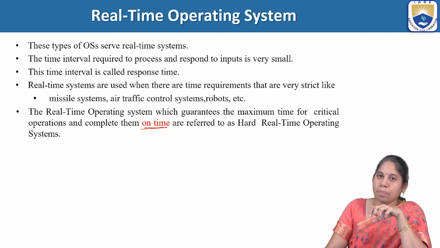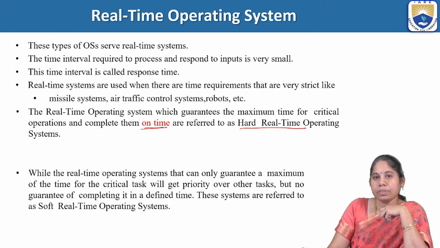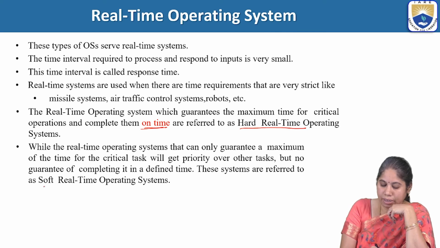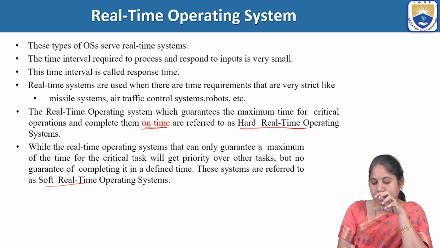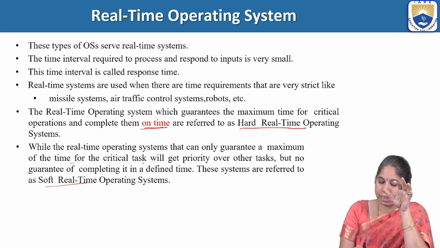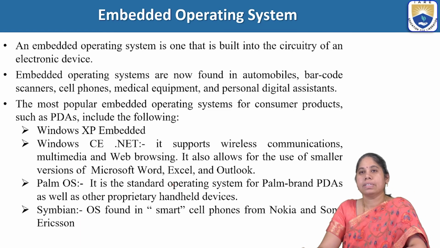If the job is able to finish on time, we call it a hard real-time operating system. The other type is the soft real-time system. In soft real-time systems, we need not worry much about the deadlines. It only guarantees a maximum time, and the critical task will get priority over other tasks, but there is no guarantee of completing it in a defined time. That we call a soft real-time system.